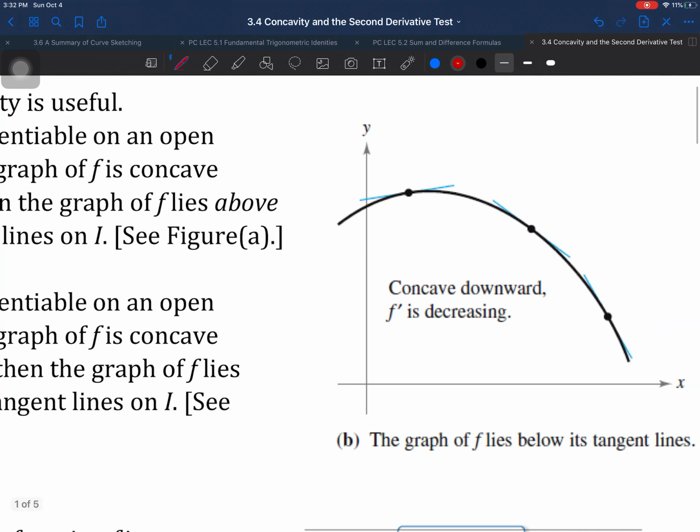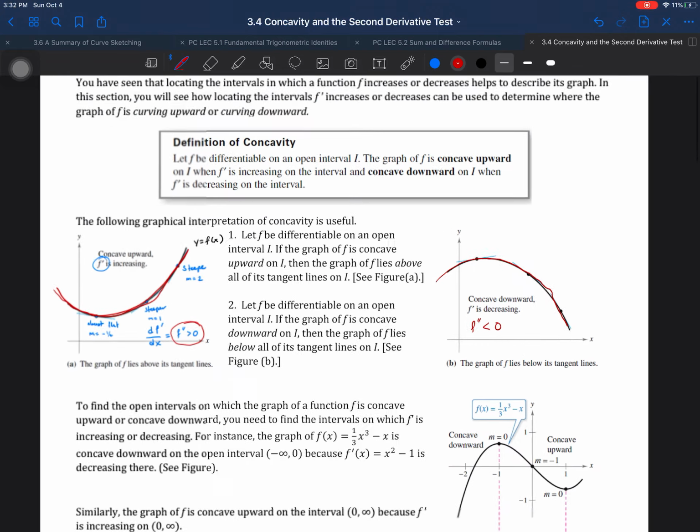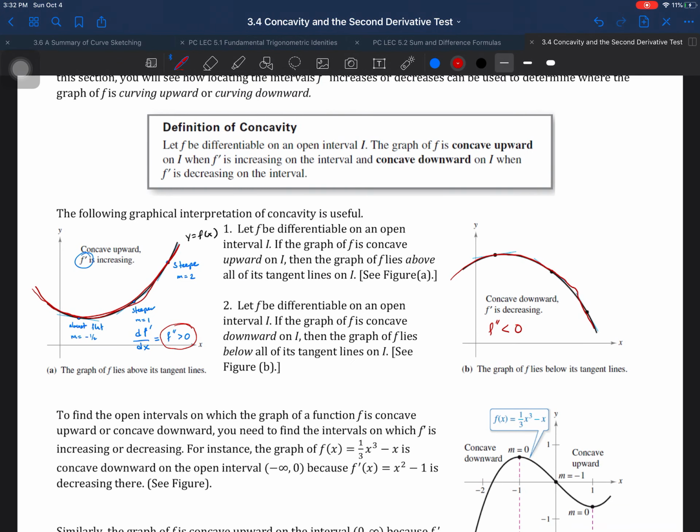In a similar argument, we can say that this other case is where your second derivative is negative. That means the derivative is decreasing. And that's it, right? So we're able to relate this concavity to the second derivative. And so let me just read this real quick for you guys. Let f be differentiable on an open interval I.